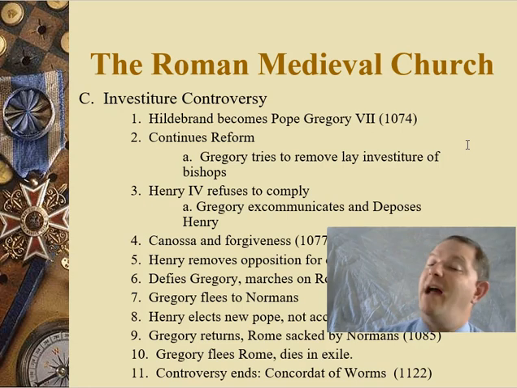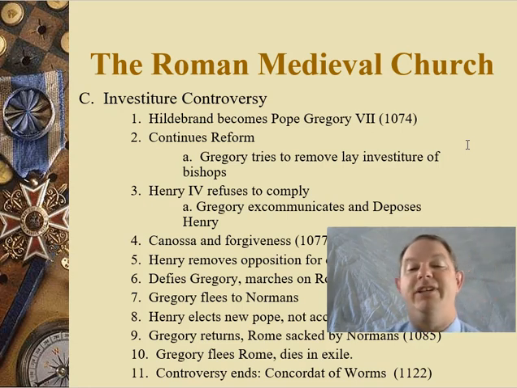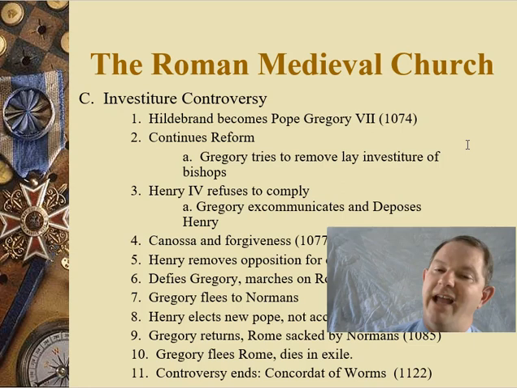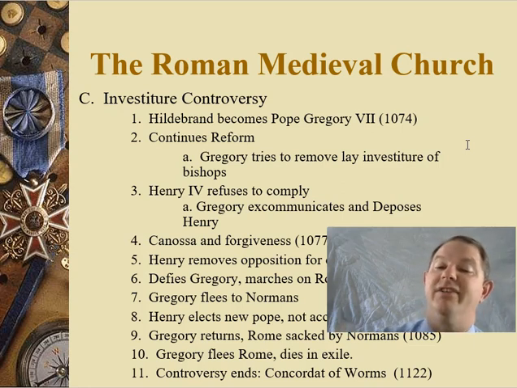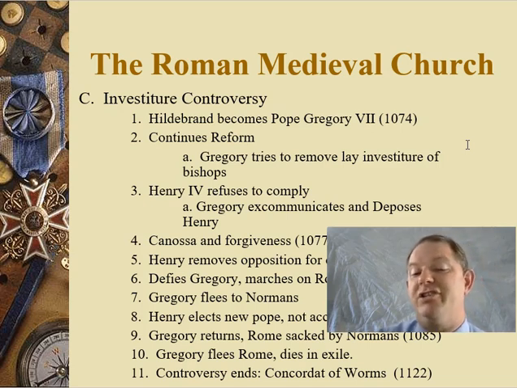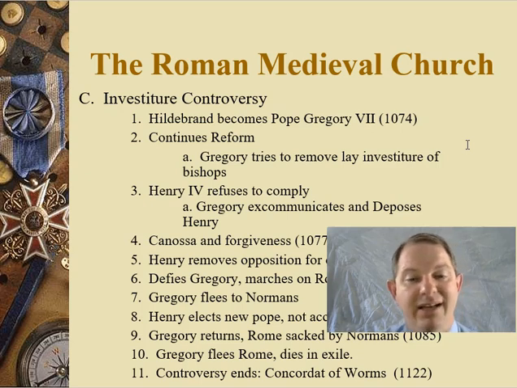Gregory responds by writing a letter to Henry addressed to the King of the Germans, not using the title Holy Roman Emperor, once again pulling the recognition of Henry as emperor. Long story short, eventually the relationship breaks down and Gregory VII excommunicates Henry. And this is very important because it's really honestly the first time ever that a king had been excommunicated. And the people of Europe didn't know what that meant.